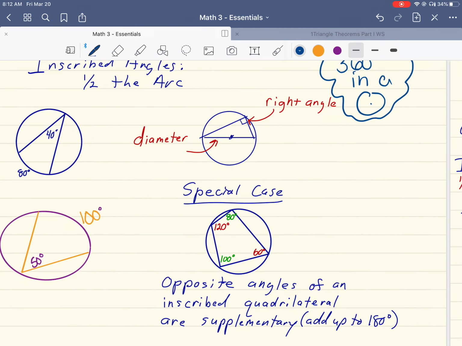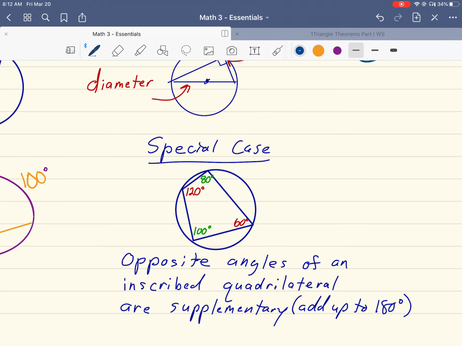Okay. And last but not least, the quadrilaterals. Opposite angles of an inscribed quadrilateral are supplementary. Remember, supplementary means that they total up to 180. So opposite angles, here and here, total 180. Here and here will have to total 180.